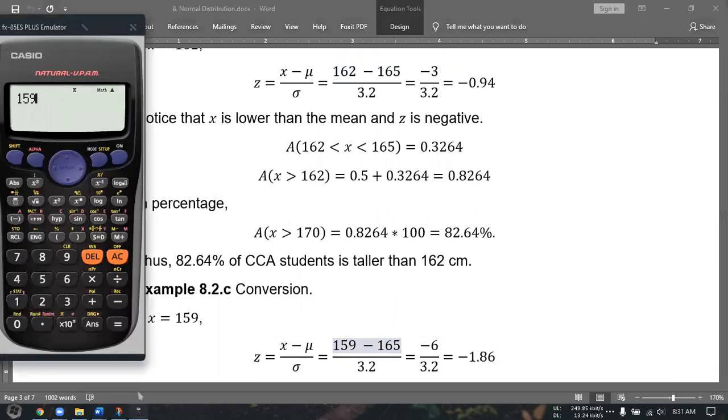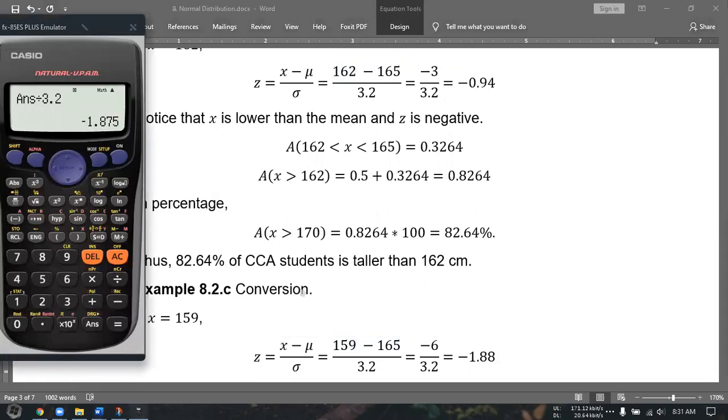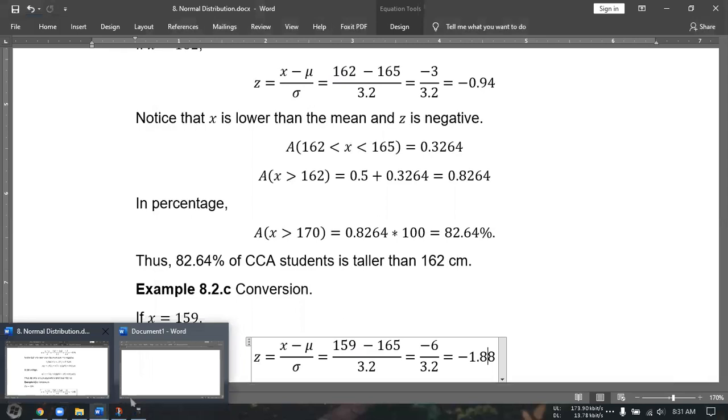159 minus 165, divided by... negative 0.80. Sorry, this should be 88. This should be 88. Okay? If we round this off to the nearest hundredths, 0.88. There is a mistake in your module: change negative 1.86 to negative 1.88. Then the illustration. Please take a screenshot of this.